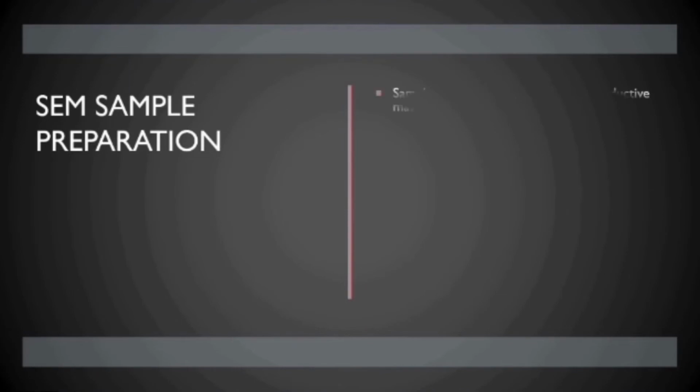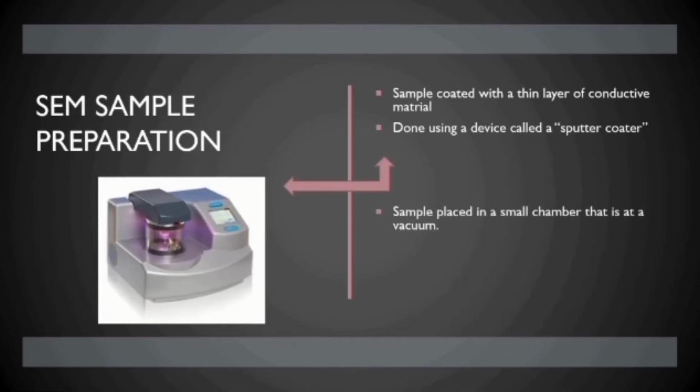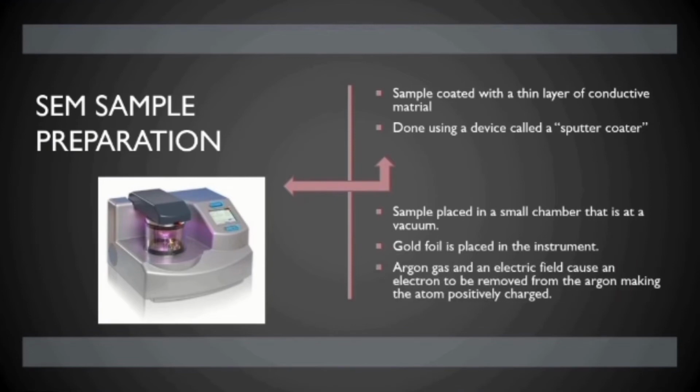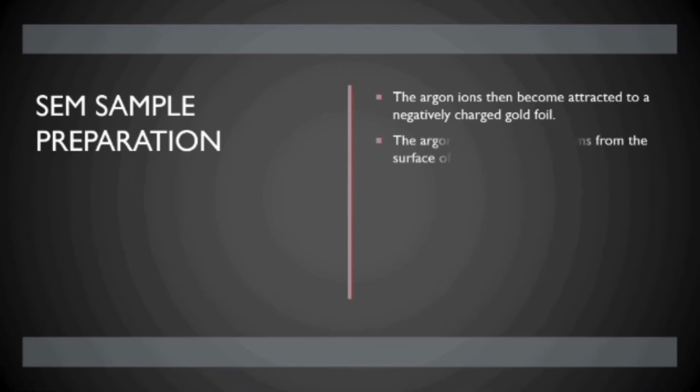For the procedure, the sample will be coated with a thin layer of conductive material. This is done using a device called a sputter coater. The sample is placed in a small chamber that is at a vacuum. Gold foil is placed in the instrument. Argon gas and an electric field cause an electron to be removed from the argon, making the atom positively charged. The argon ion then becomes attracted to the negatively charged gold foil.